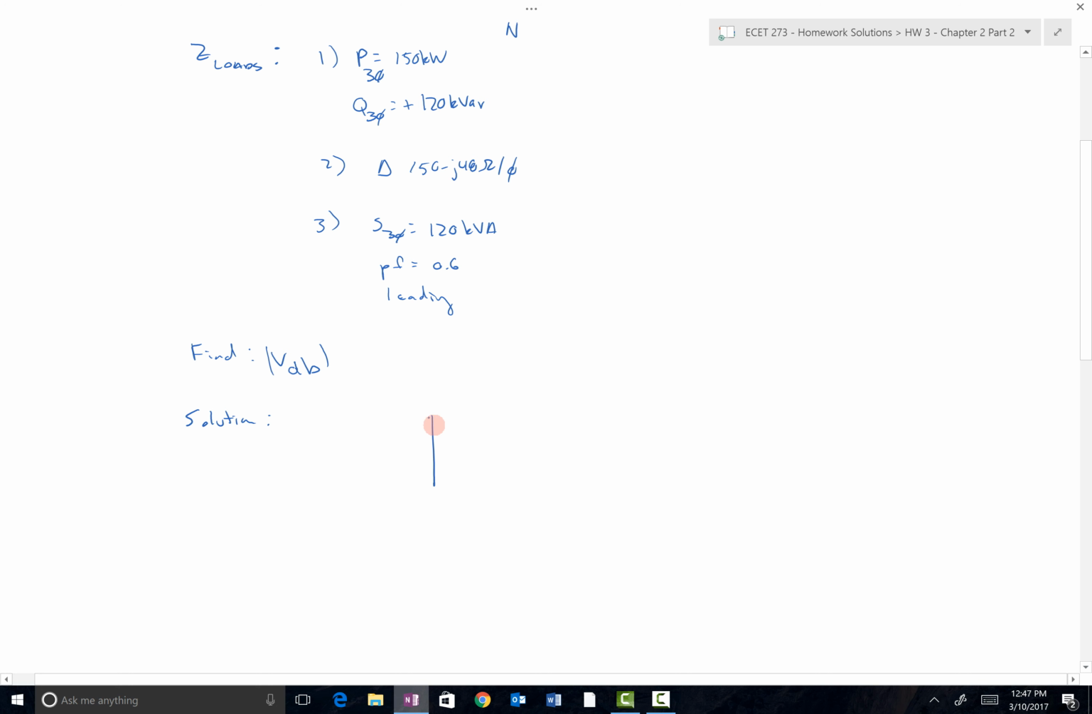For load 1, I was given a power triangle that looks like this on a three-phase basis. It's 150 kilowatts and 120 kilovar. So I need to determine what S is on a single-phase basis.